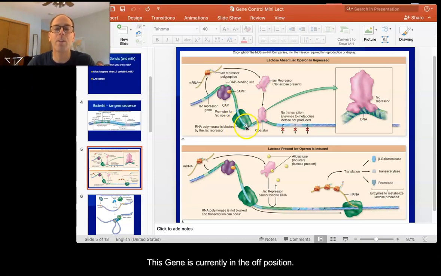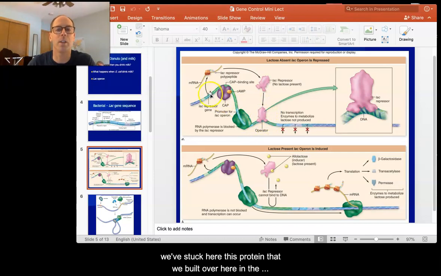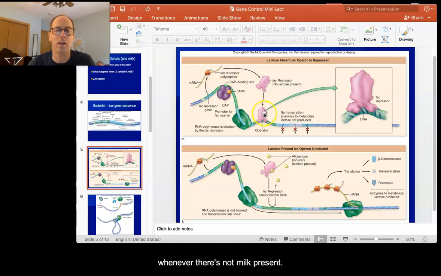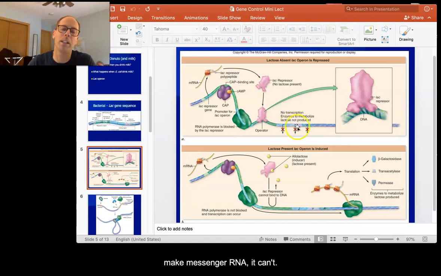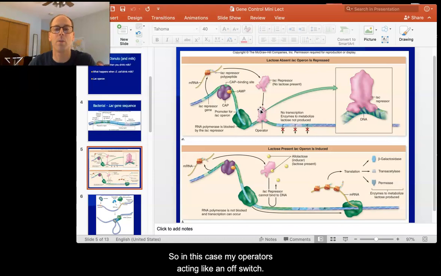Now, this gene is currently in the off position. So on the operator, we've stuck here this protein that we built over here in the repressor region. So this protein is always there. This is called the Lac repressor, and it sticks to the operator whenever there's not milk present. So when the RNA polymerase goes to read the DNA to make messenger RNA, it can't. It gets blocked by this repressor. So in this case, my operator is acting like an off switch.